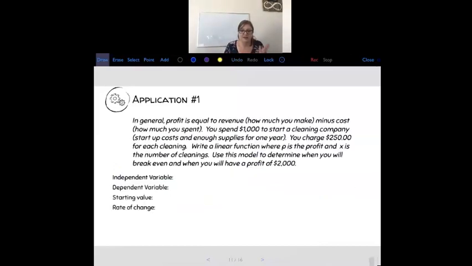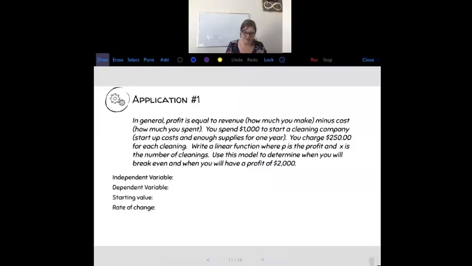So there's an application problem that I want to go over that deals with money. In general, profit is equal to revenue, how much you make, minus cost, how much you spend. Okay, so let's say you spend $1,000 to start a cleaning company, which includes your startup costs and enough supplies to last for a year. Let's say you charge $250 for each cleaning. Write a linear function where P is the profit and X is the number of cleanings. Use this model to determine when you will break even and when you will have a profit of $2,000.